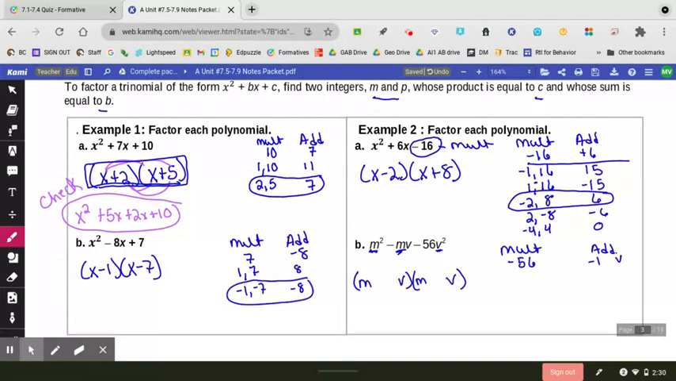We have both ends. Here we've always done x and x. So numbers that multiply to be negative 56 add to be negative 1. We have negative 8 and 7 or negative 7 and 8. The pair I want is negative 8 and 7. So it's m minus 8v and m plus 7v.